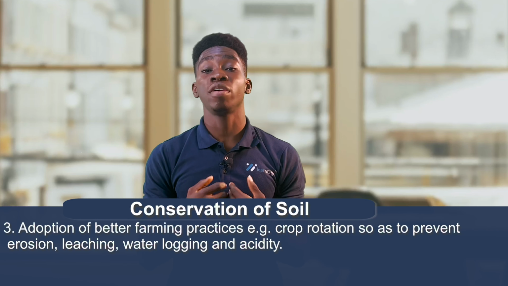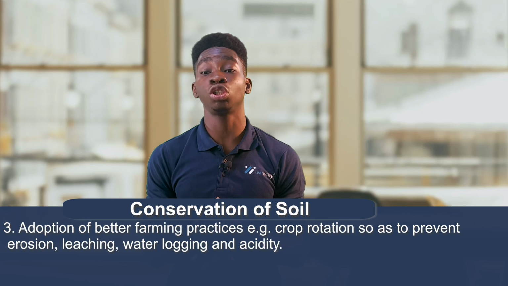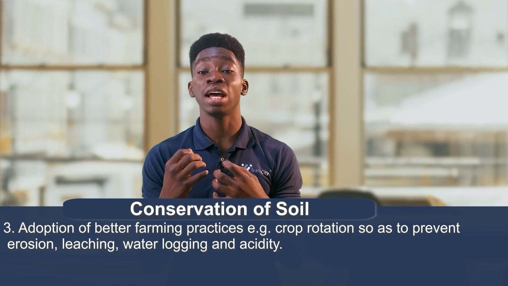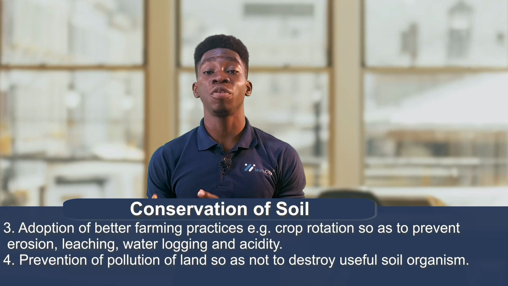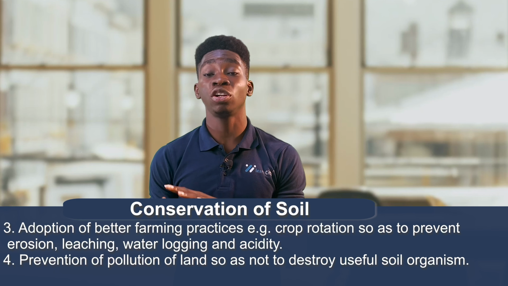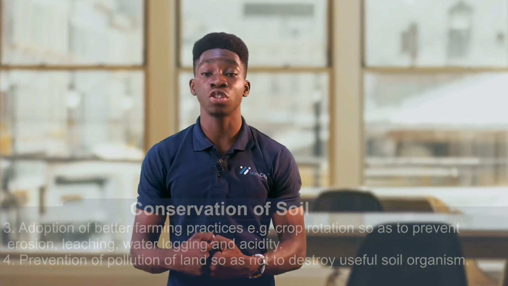Another one is by adoption of better farming practices. For example, crop rotation, which is very beneficial to the soil, can help prevent erosion, leaching, waterlogging, and can also help to reduce soil acidity. So adoption of farming practices like crop rotation can help to conserve the soil. Another way to conserve soil is by the prevention of land pollution to prevent the destruction of useful soil organisms. So adopting methods to prevent land pollution can help to conserve the soil.